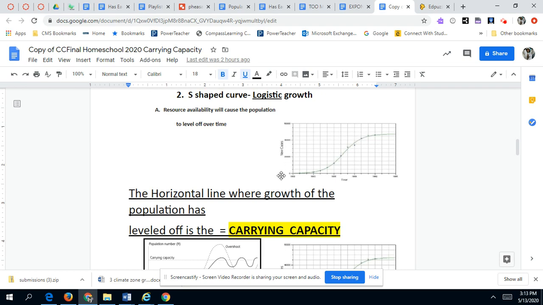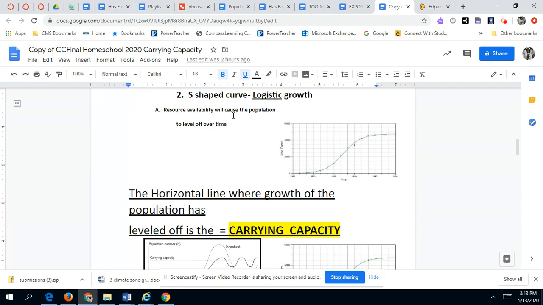So what happens is you introduce an organism to an environment, and they reproduce, and the population just explodes exponentially. But then all of a sudden, and this is the number of individuals in the population, they level off and just stay at that particular level, and that's called the carrying capacity. It's an S-shaped curve.